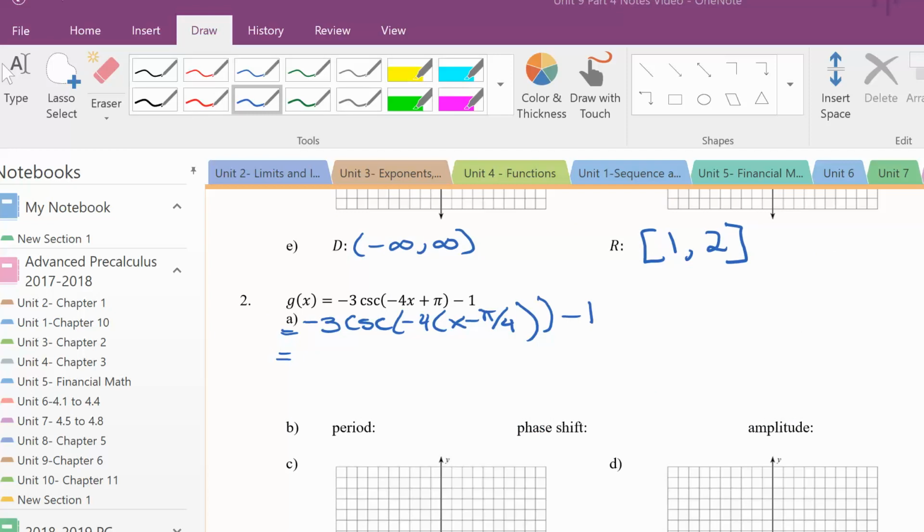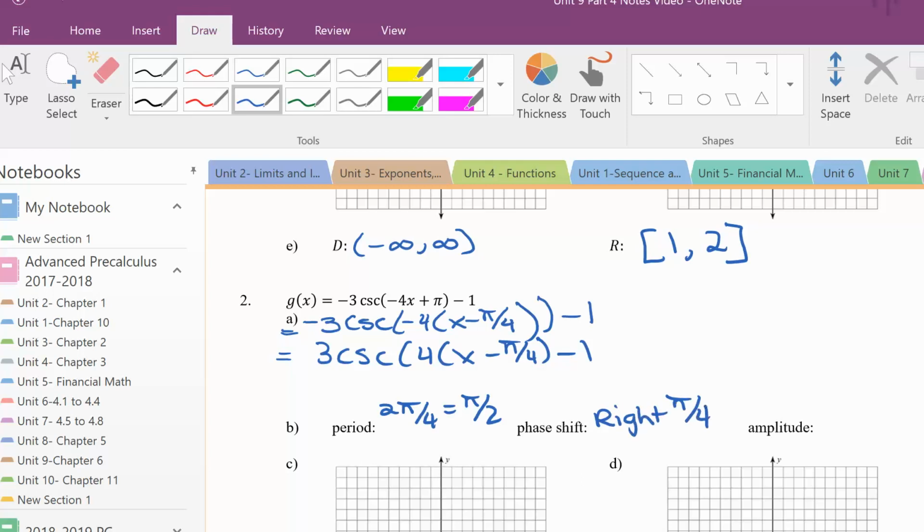So here, -3 cosecant, notice you factor out the -4. And then cosecant's an odd function, so that means the negative would move to the front, and that makes it a positive. So it's going to be 3 cosecant 4 times x minus pi over 4 minus 1. So that means the period is 2 pi over 4, which is pi over 2. The phase shift is to the right, pi over 4. And the amplitude, there is none for cosecant. However, you know the points, because that's 3, are going to go up to 3 and down to -3.